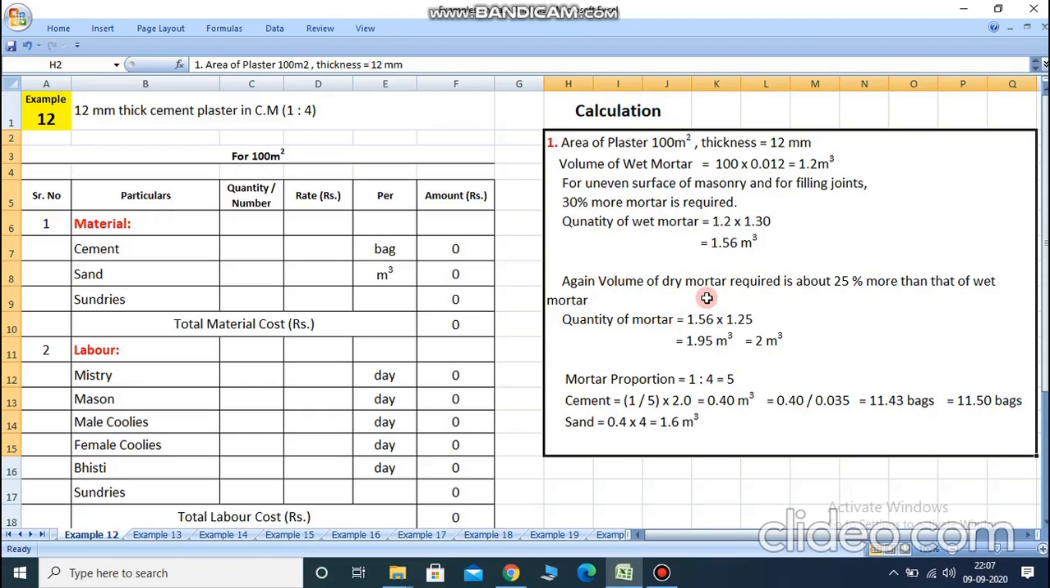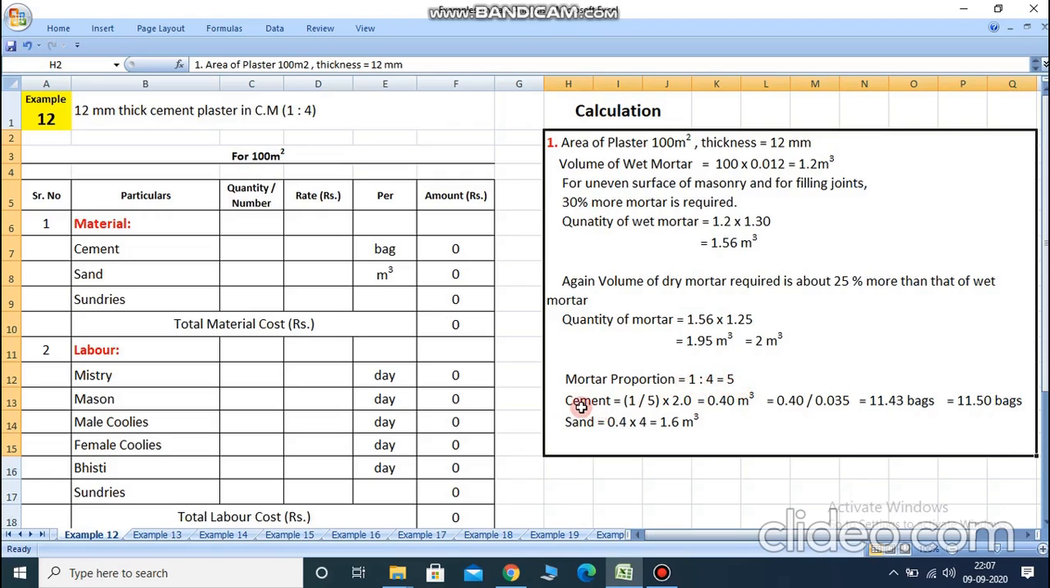Now again, the volume of dry mortar required is about 25% more than the wet mortar. So 1.56 multiplied by 1.25. We got the answer 1.95 meter cube quantity of mortar for 100 meter square plaster work. As an overall round figure we take 2 meter cube quantity, and the mortar proportion is given as 1:4, which is equal to 5, so 4 plus 1 is equal to 5.